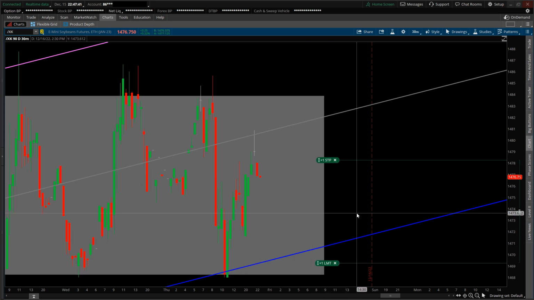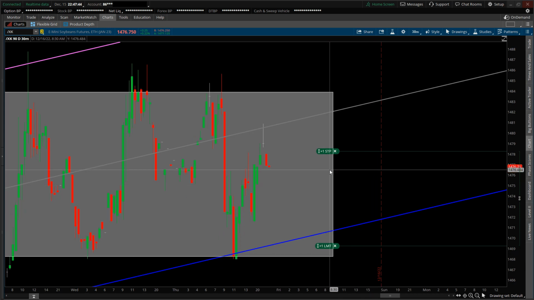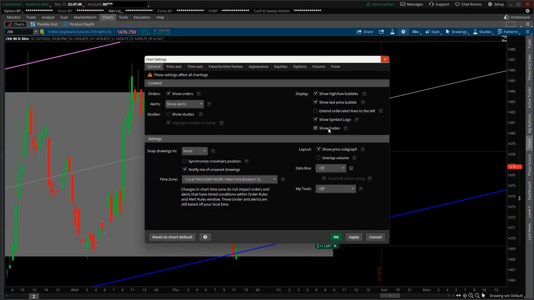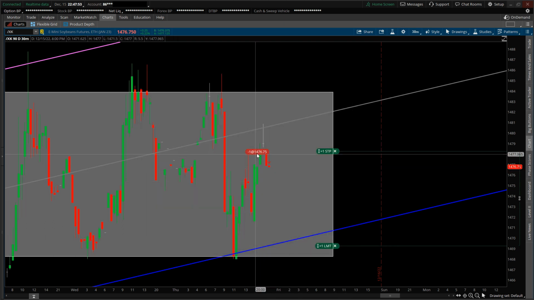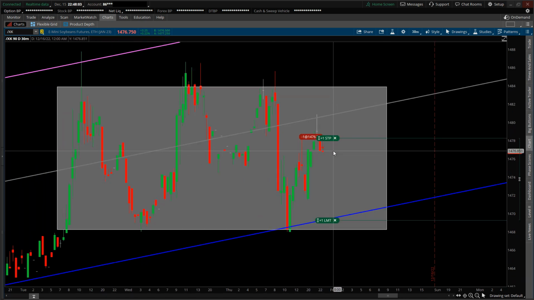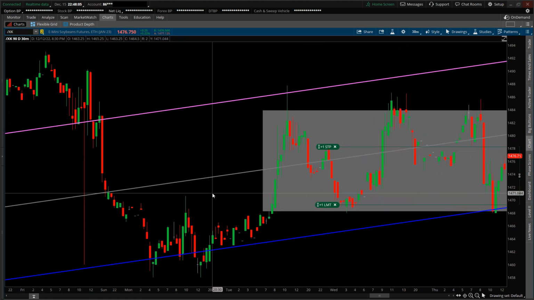Now, I've never traded soybeans before. As a matter of fact, if I show trades, so this is my entry. I shorted one futures contract at $1,476.75. So that's my entry price. And yeah, I've never traded this.